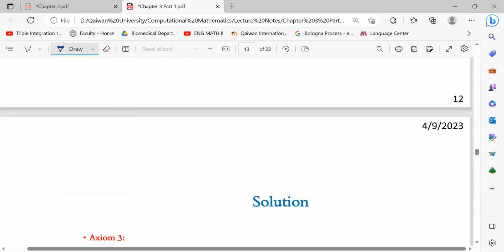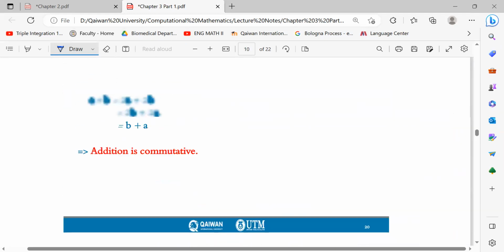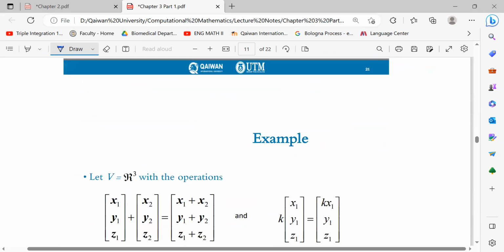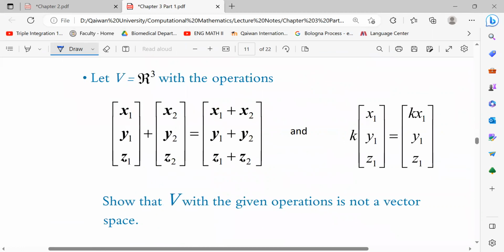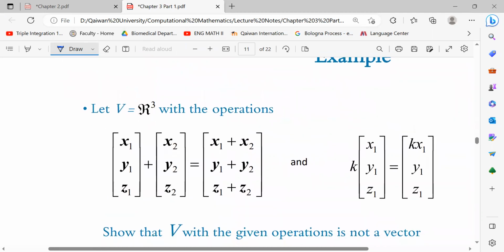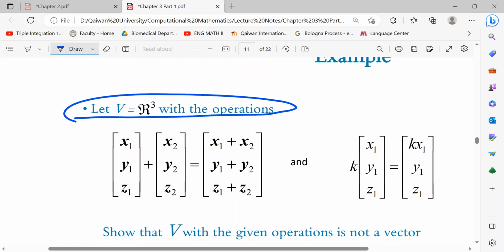Okay, we have only this example. I'm just going to explain it on the screen, on the solved one. It says, let V equal R3. And look, the definition is given. Adding two vectors is this. It's just normal addition of vectors.